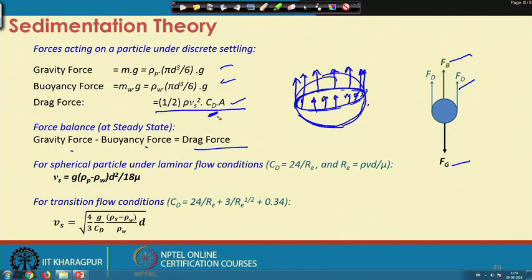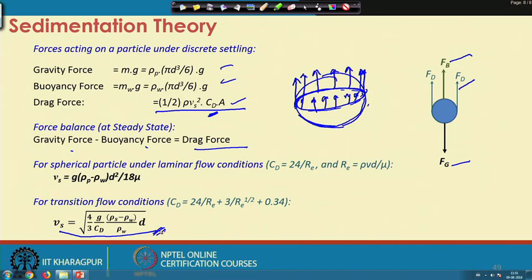So, if we follow this principle and equate these forces, we can see here that we have a CD component, which is a drag component. Now, this drag component governs how we are going to get the velocity of the particle. By equating these forces, we can get the settling velocity equal to 4 by 3 g by CD, into density of particle minus density of water divided by density of water, into d. So, that is the settling velocity we are going to get.